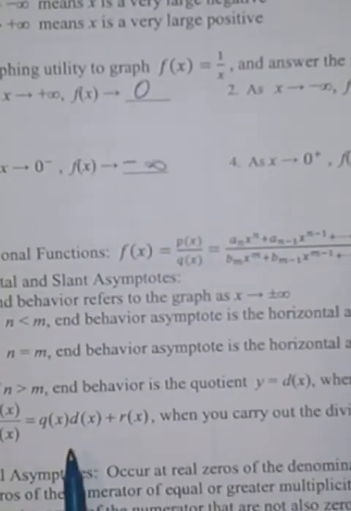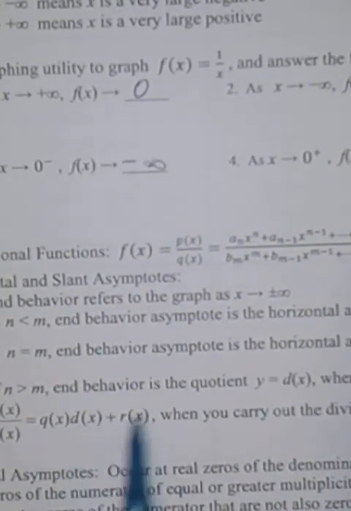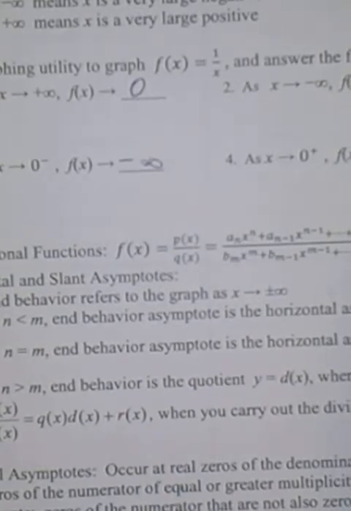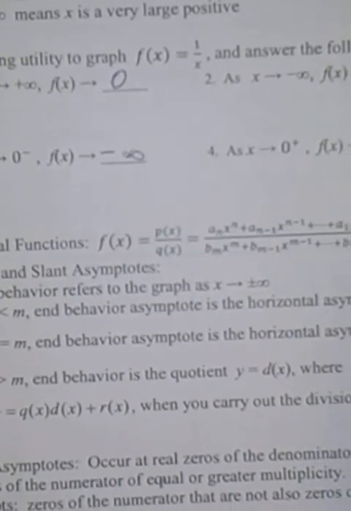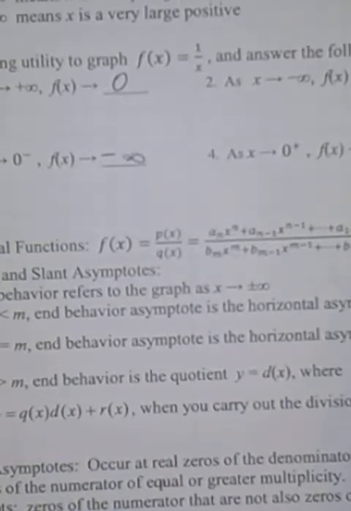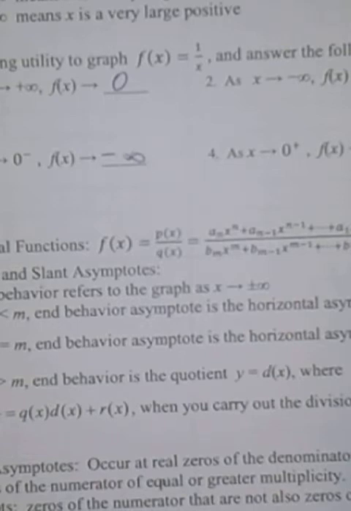All right, and for number 4, the same thing. So when you carry out the division, whatever answer you get, like let's say you divide and you get as your quotient 2x plus 1. So that means that in the end, as the x values get very large, your graph just starts following that particular graph, y equals 2x plus 1.